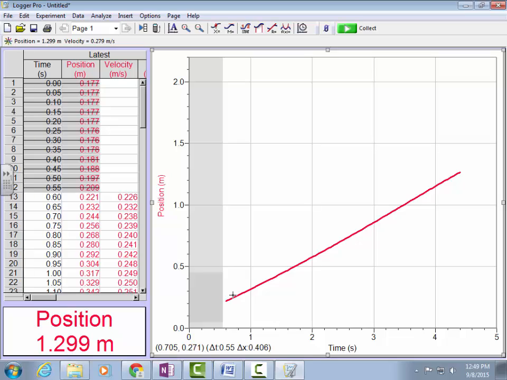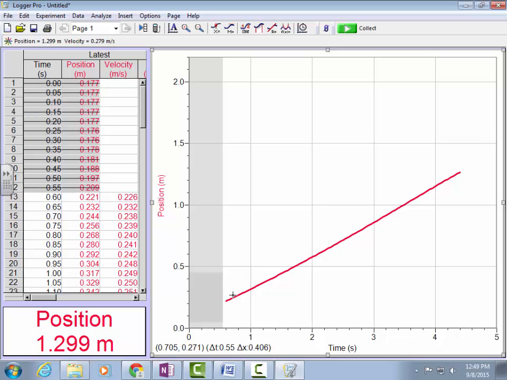Now the question I have is, notice, if I continue this line, where would it pass through? Would it pass through the origin, yes or no? The answer is no, it wouldn't. Why wouldn't it pass through the origin? What does the intercept represent? Well, on the vertical axis, you have position, and on the horizontal axis, you have time.